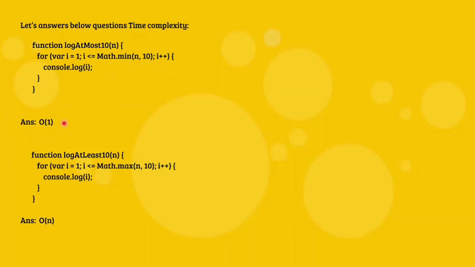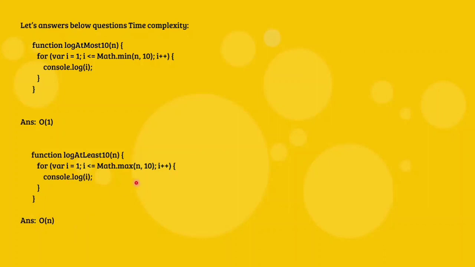Once we are done with this, it's time to see what if I change this Math.min to Math.max. So if I change Math.min to Math.max, at that time, suppose n increases to a billion, we will perform this operation a billion times, as we are worried about the maximum value. So in this case, the Big O notation will be O of n.